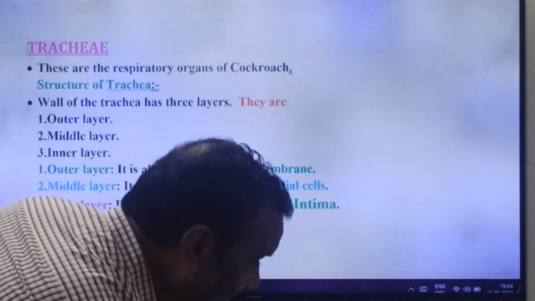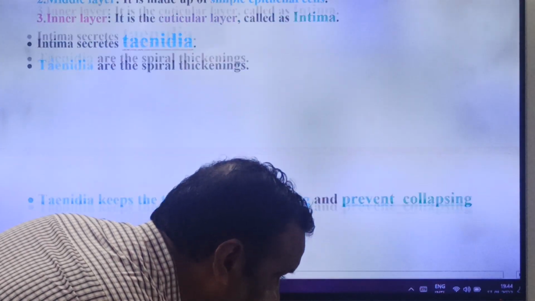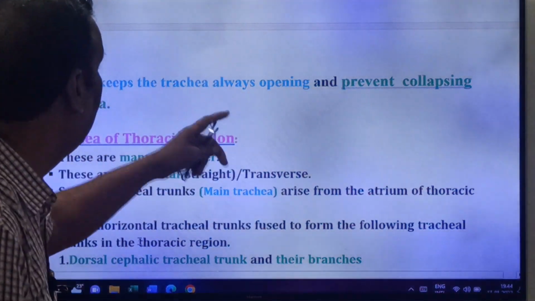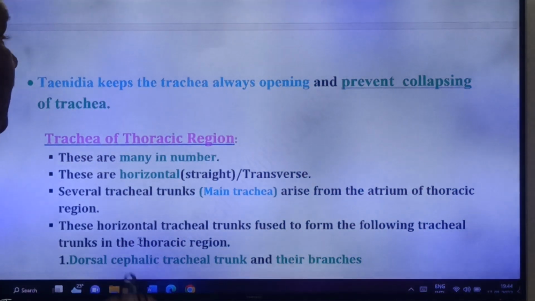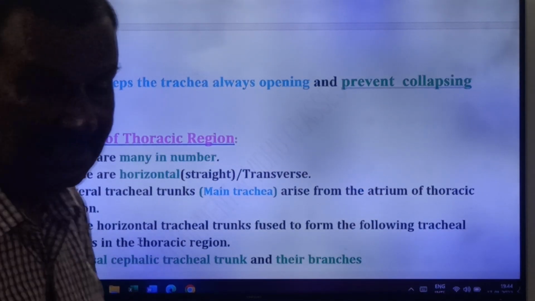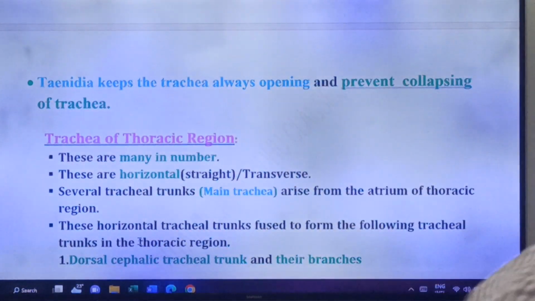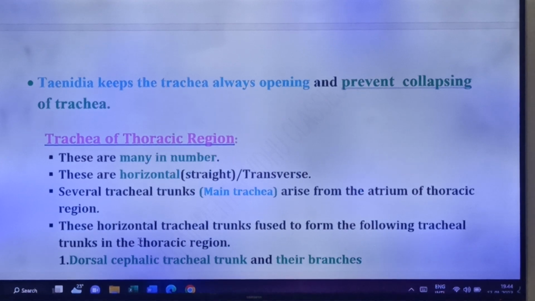Then what is the function of the ctenidia, friends? Ctenidia keep the trachea always open and prevent the collapsing of the trachea.